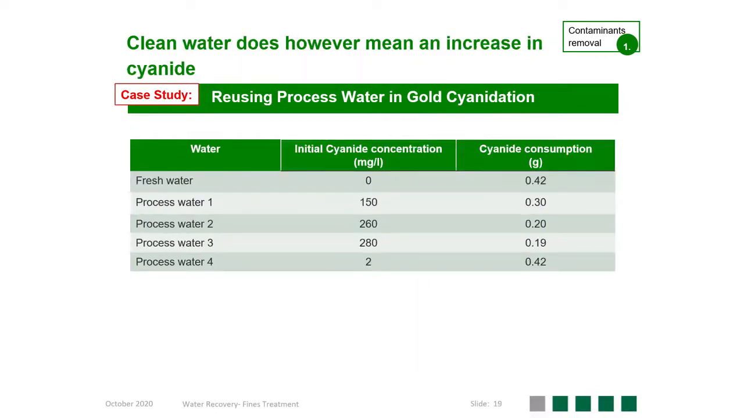There is, however, a flip side to this. When you use completely fresh water from the river, you can see that your cyanide concentration in your water is 0, and your total cyanide that you need to add is significantly higher than what it is in your process water streams that are being recycled back from your tailings.